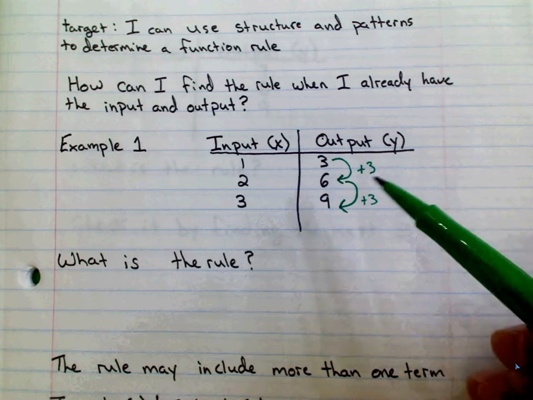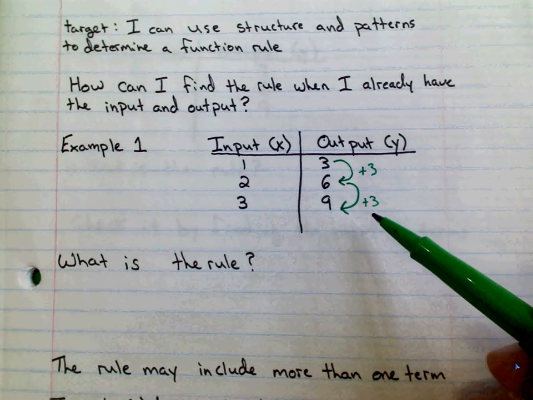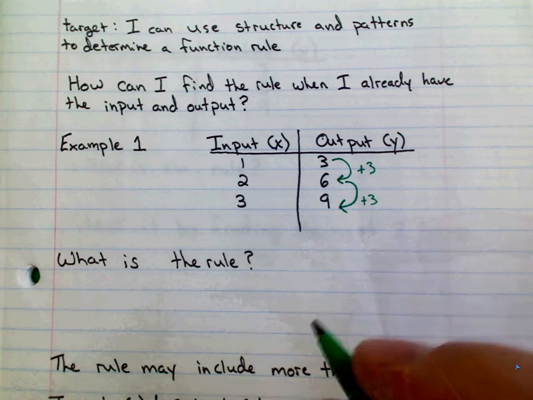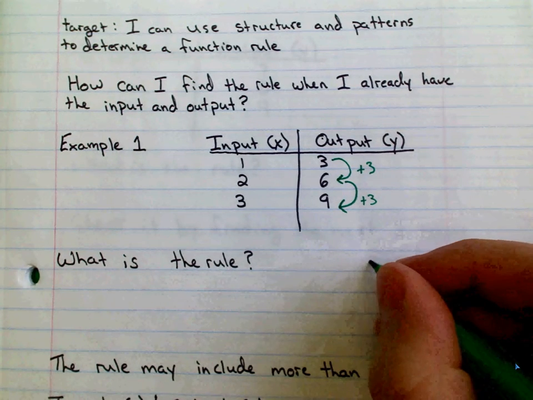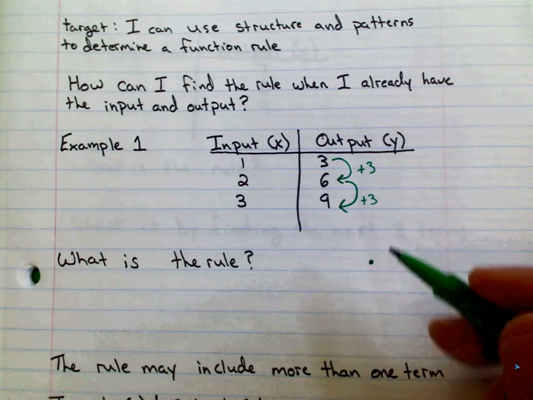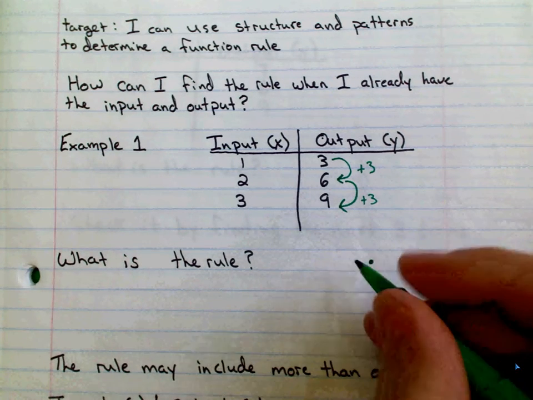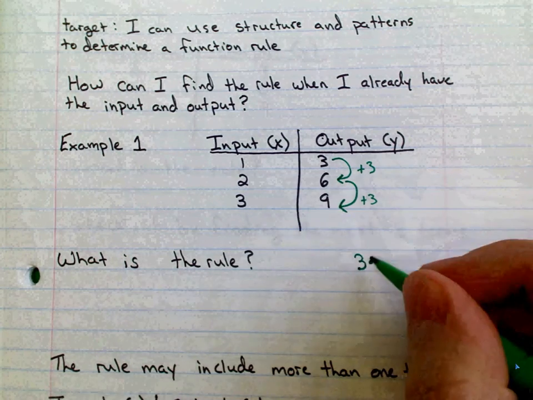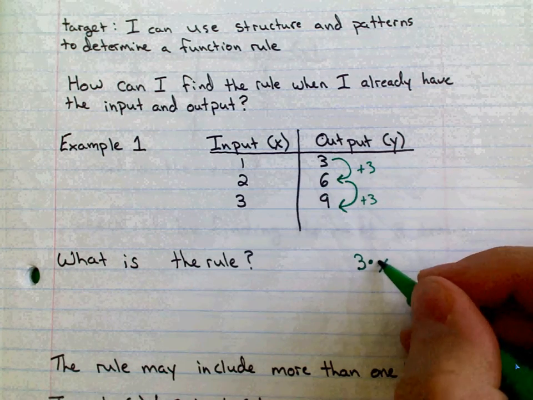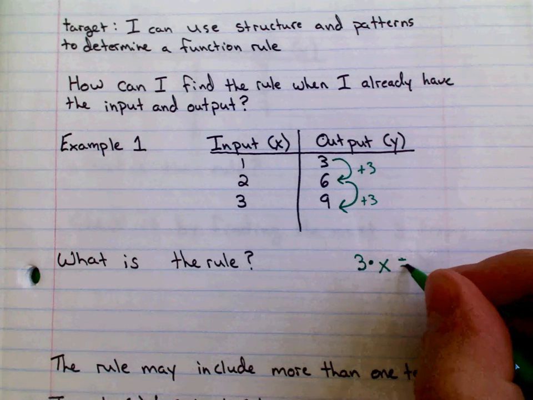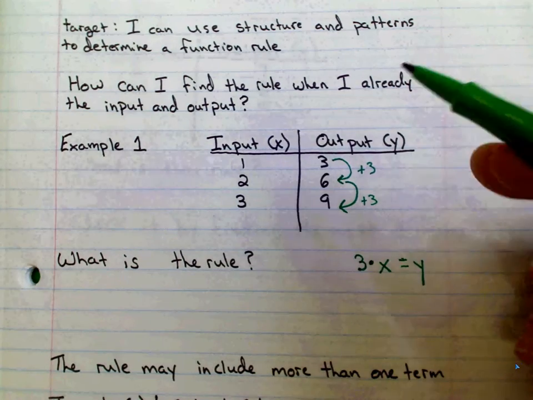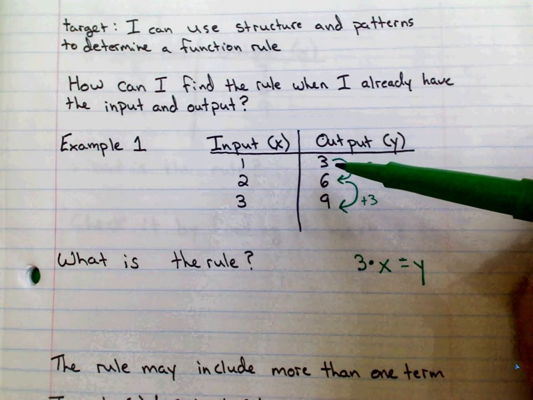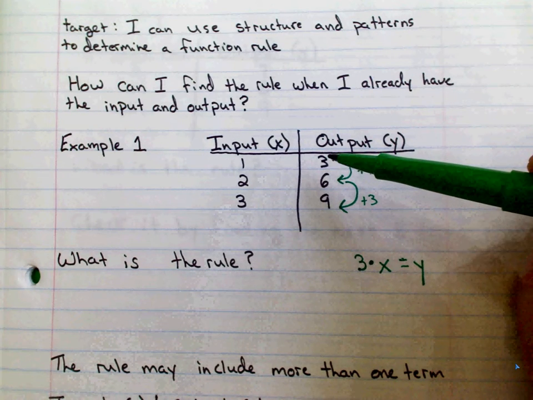Now, because it jumps plus 3, the rule itself has to include multiplication. Now that seems weird because it's adding by 3 every single time. But when we look at it, it's 3 times our input, or 3x, equals y, because our input times 3 equals our output. That's the relationship we have between the input and output.